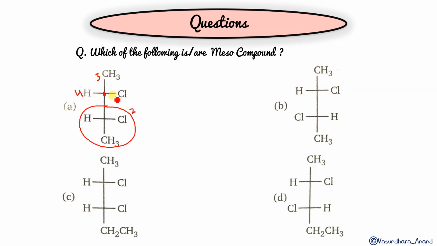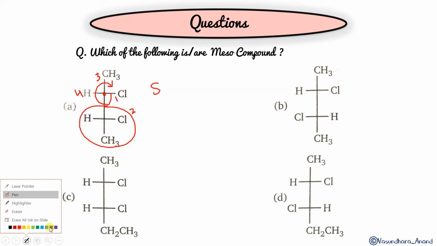So what we have to do? We have to move 1, 2, 3. That means we are going to get R. Yes, but H is on the vertical side, so it should be what? It should be S. I hope it is clear. Let me use another color for this next.